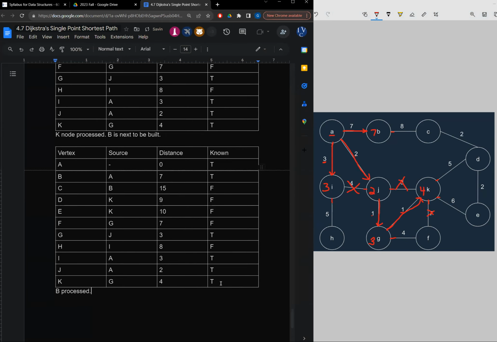All right, so who's next? Which path are we going to build next? We don't know KDC yet. We haven't processed these edges.